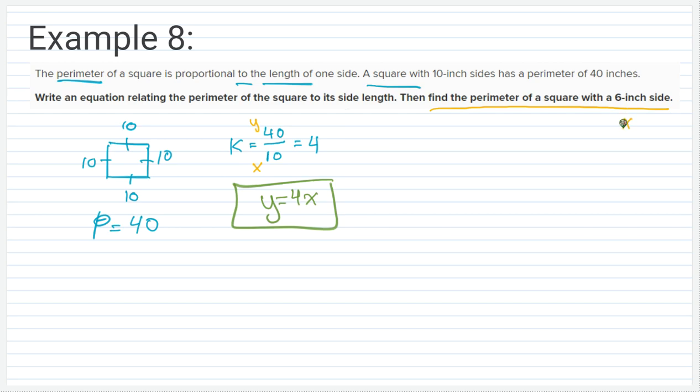So when I look at this equation, y equals 4x, the one that we specifically came up with for this situation here, we're just going to replace x with the side length, in this case 6. And 4 times 6 is 24. So the perimeter for a square that has a 6-inch side, based on the relationship that's presented here, is going to be 24 inches. So those are our 2 answers for this question.